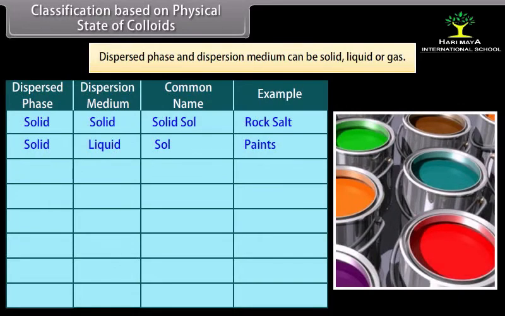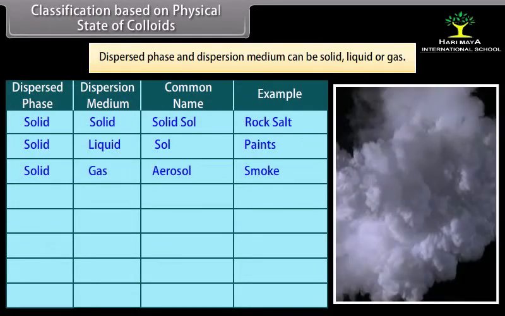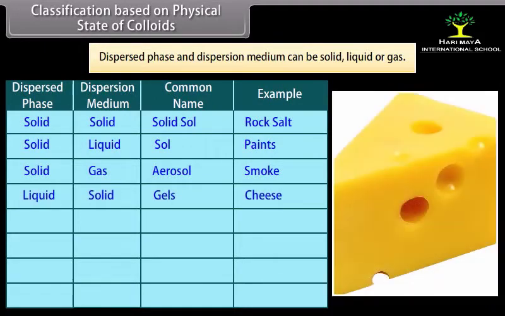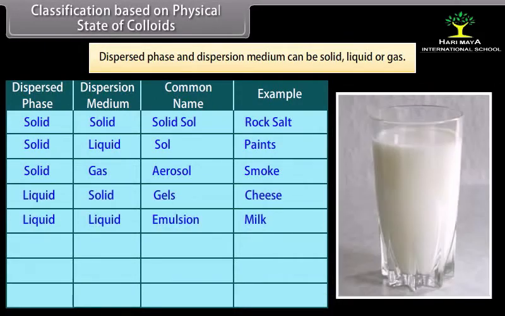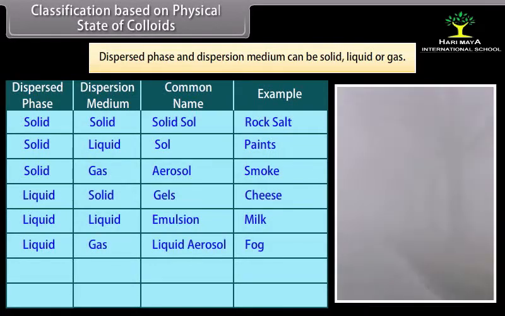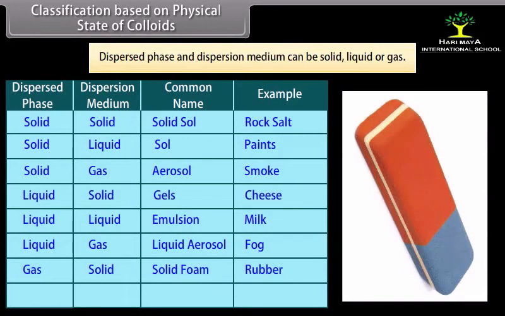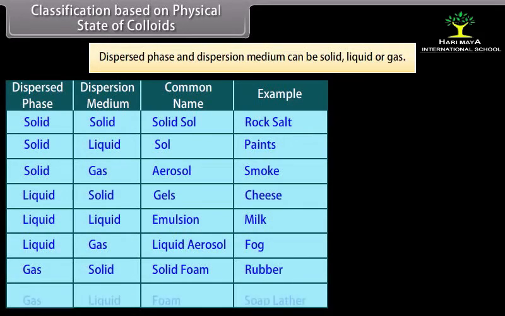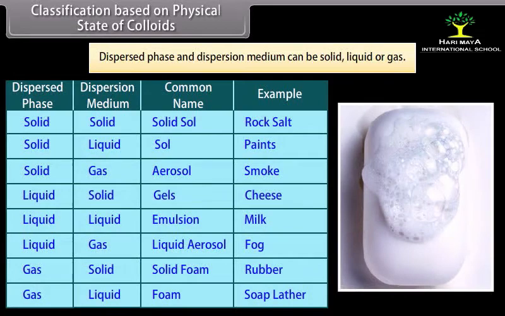Paint is an example of sol. Smoke is an example of aerosol. Cheese is an example of gels. Milk is an example of emulsion. Fog is an example of liquid aerosol. Rubber is an example of solid foam. Soap lather is an example of foam.